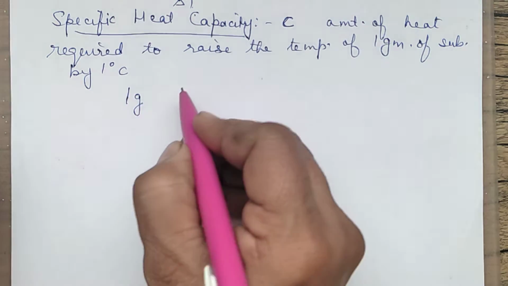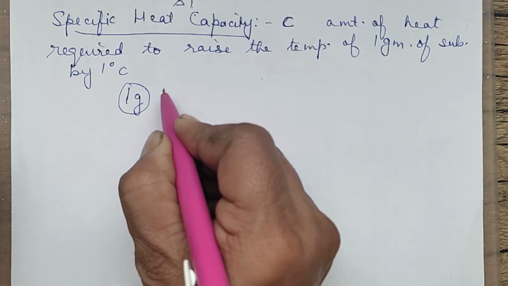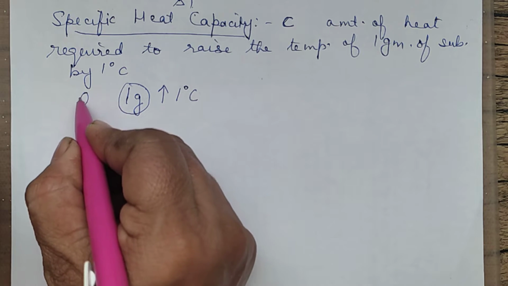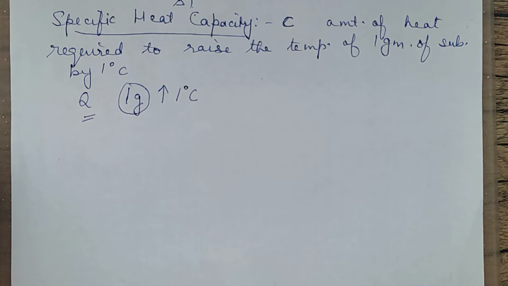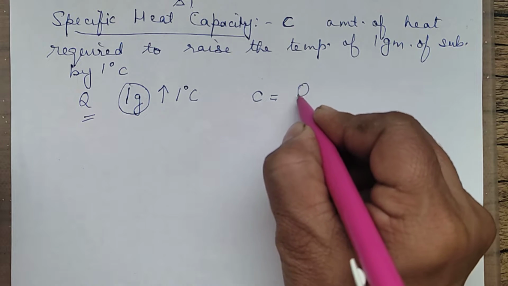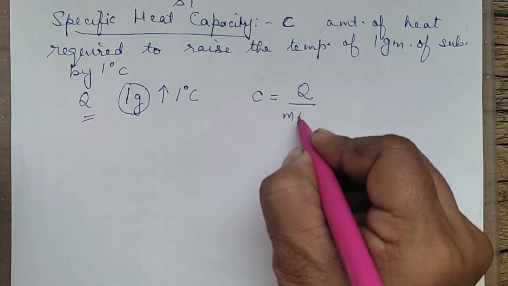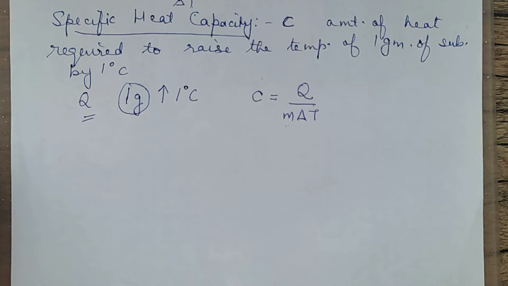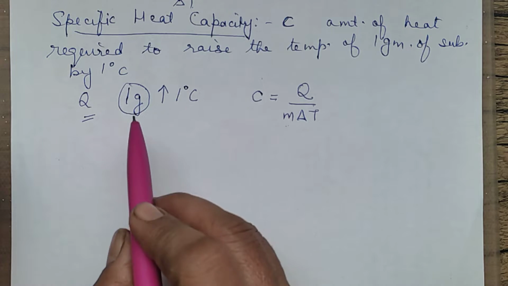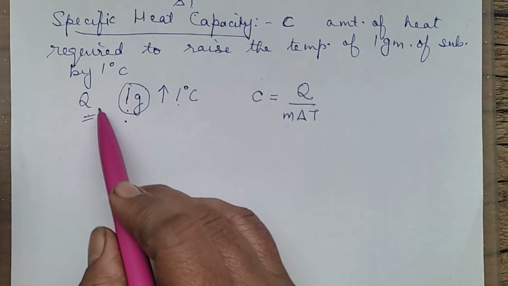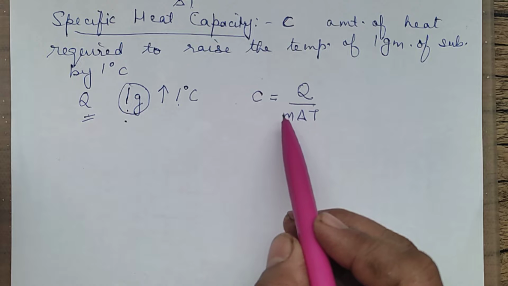1 gram of a substance, if we want to increase its temperature by 1 degree Celsius, how much is the heat required? That is called the specific heat capacity. So we can write the formula as C is equal to Q by M delta T, where the mass will be converted into 1 gram, because for 1 gram, for 1 degree rise, we are calculating what the heat required is. That will be called the specific heat capacity.